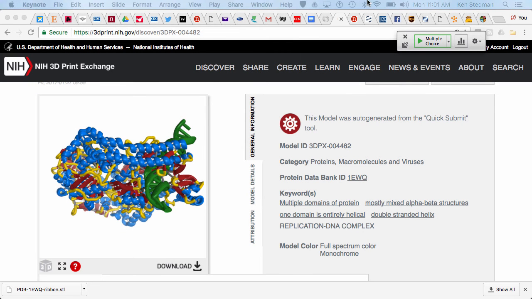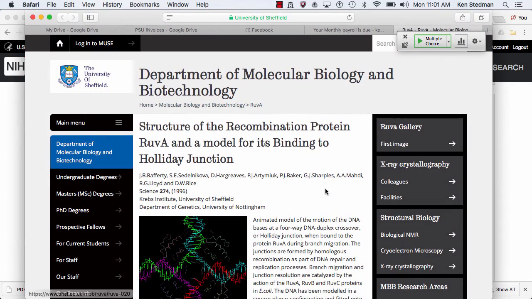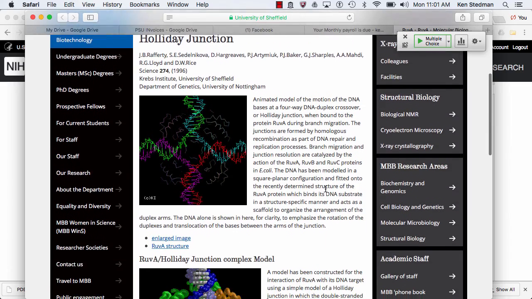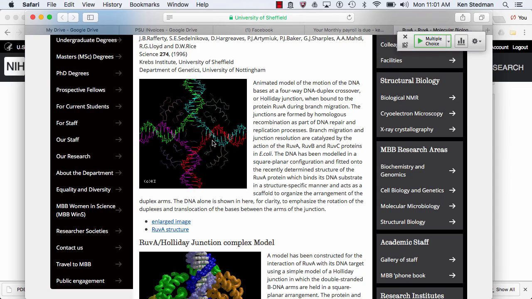My favorite version of this is a fellow by the name of David Rice, who is at University of Sheffield in England, who has actually studied very closely these structures. And so here, it's actually a little bit easier to see. We've got blue and green in one helix, purple and red in the other helix, and this Holliday junction between these. The other thing about Holliday junctions is that they can do something called branch migration.